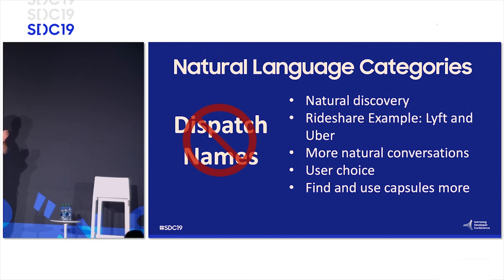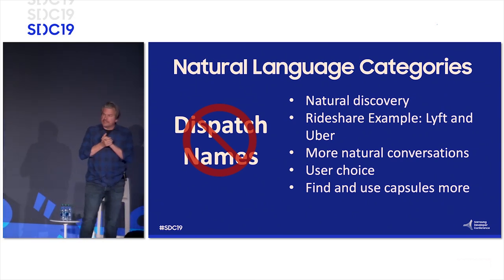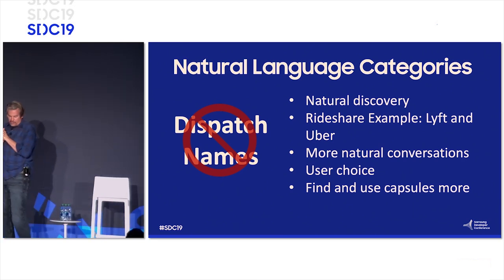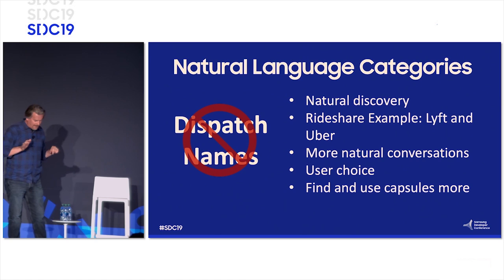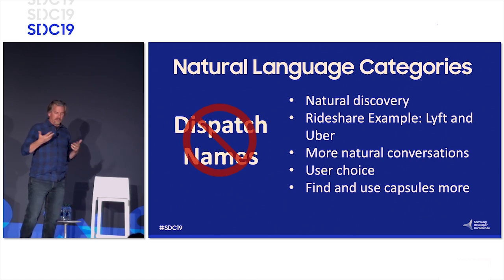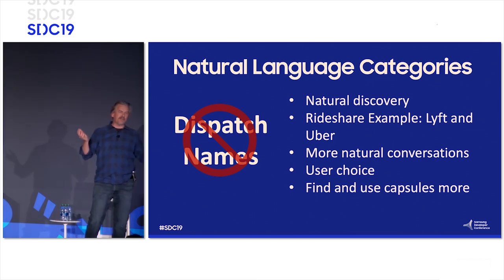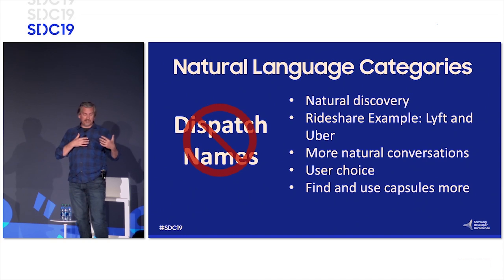Okay, so you saw this morning, we're super excited about this. Okay, natural language categories. The way I describe this is you saw I used a dispatch name. So I said ask simple movie search to find an action movie released in 2019. If there was a category for a movie search, there isn't yet, I could have just said, Bixby, find action movies released in 2019. No dispatch name needed.